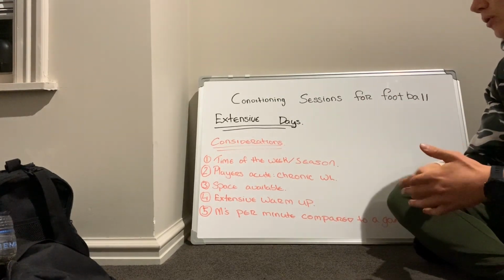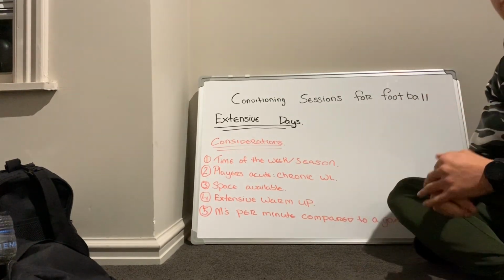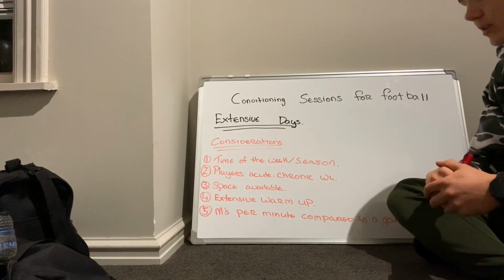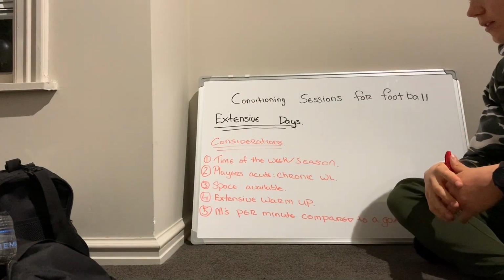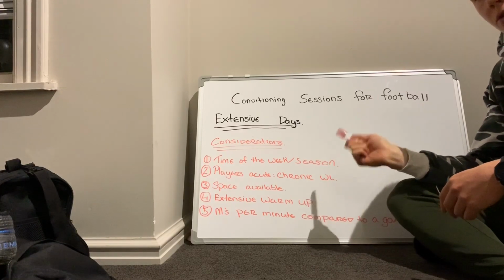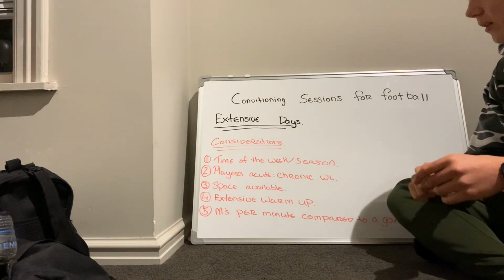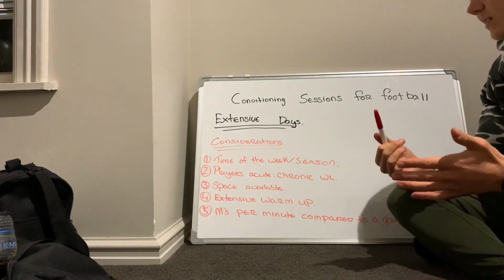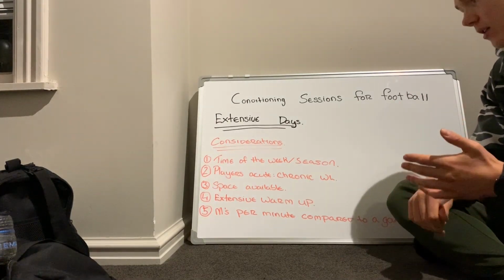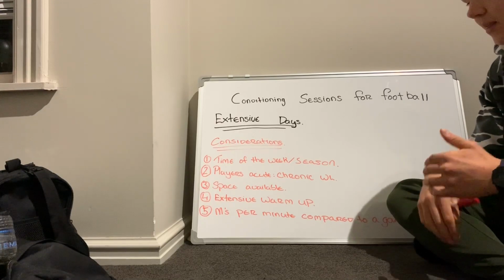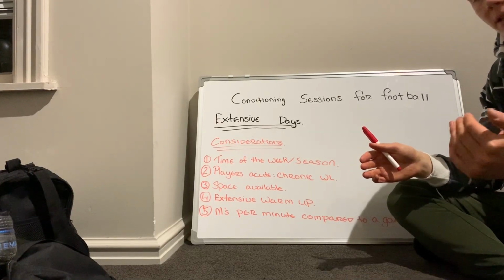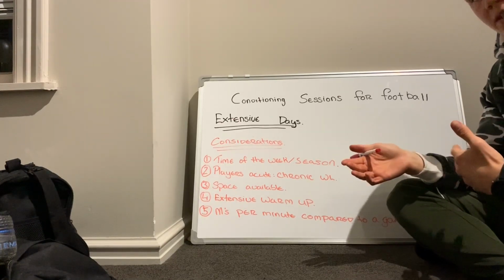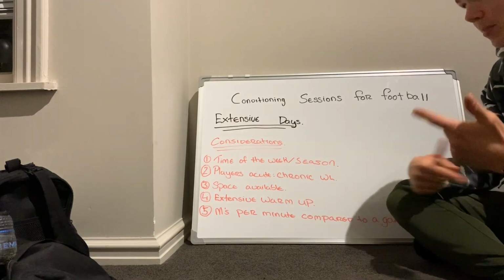And the player's acute to chronic workload ratio, so we touched on that in the intensive days. What have they done in previous weeks versus what are they doing this week? Especially when you're doing your maximum velocity sprinting, if you do like 6 60-meter sprints at 100% intensity and the players haven't done a sprint in 4 weeks, you're probably going to tear a few hamstrings. Okay, so you need to build it up.